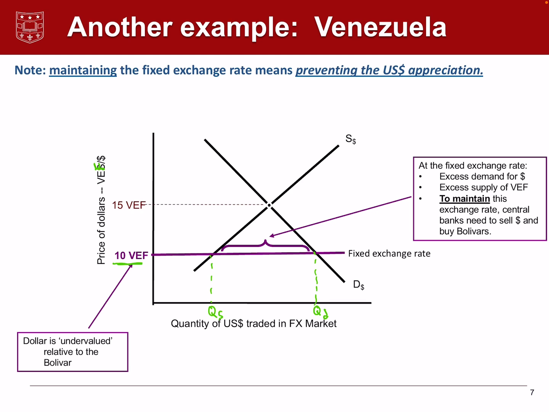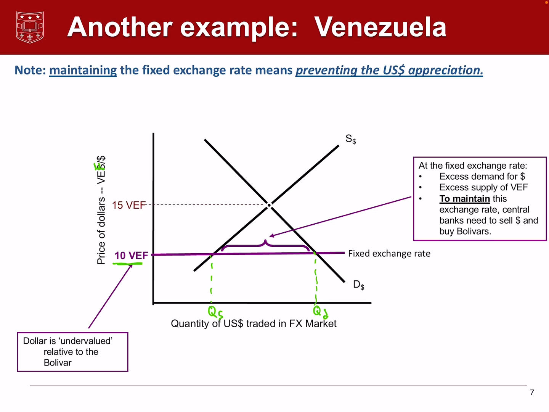Similarly, if there is a shortage of dollars, it has to be relative to what? Relative to bolivars. So there is an excess supply of bolivar in the foreign exchange market. And this is the same thing as saying that the dollar is undervalued relative to the bolivar.